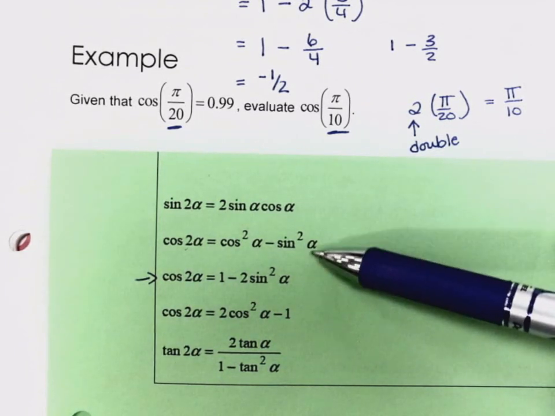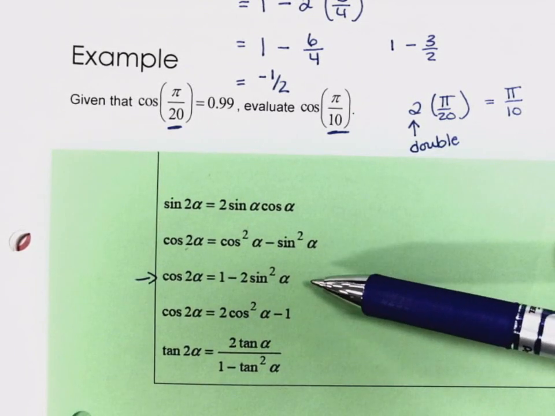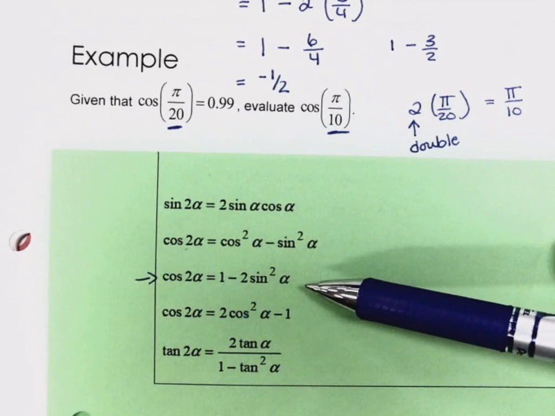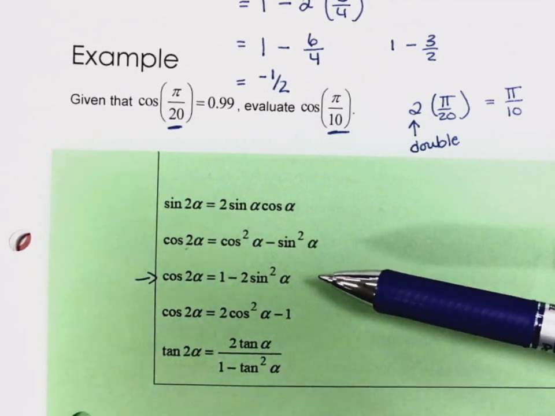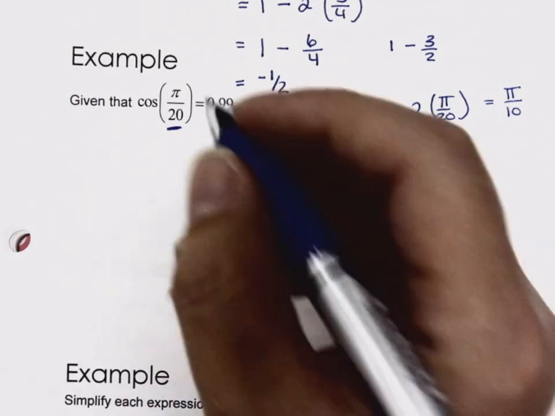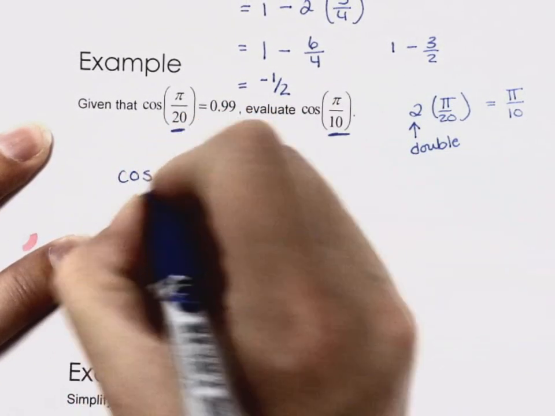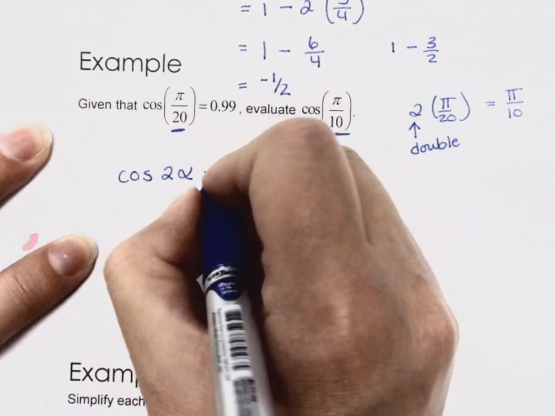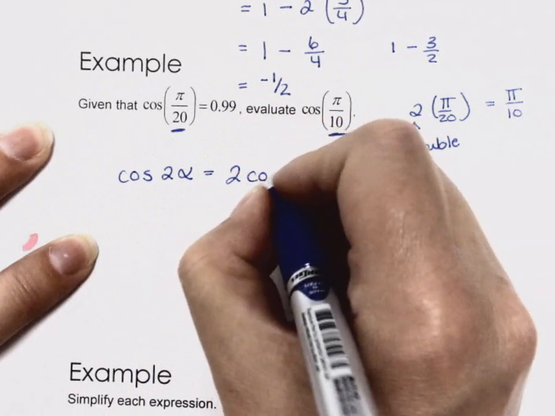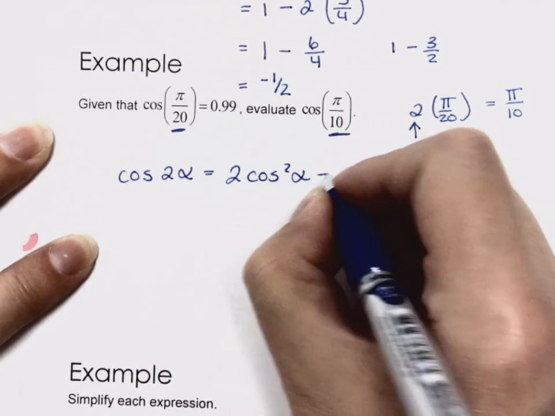Okay, all right. So sometimes you can use any of them, and then sometimes you have to be really purposeful in which one you use. So we're going to use cos double angle: cos 2 alpha equals 2 cos squared alpha minus 1.